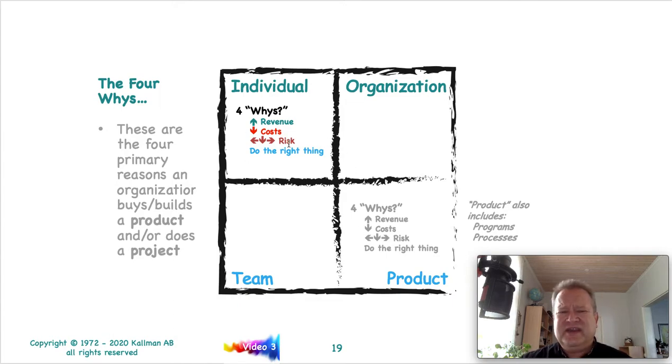Now, individual, you still have the same four whys. If your company stops paying you your salary, my guess is you're not going to show up for work. And so that would be the number one consideration. But if you look at it, it's autonomy, mastery, and purpose that people really want at the individual level.